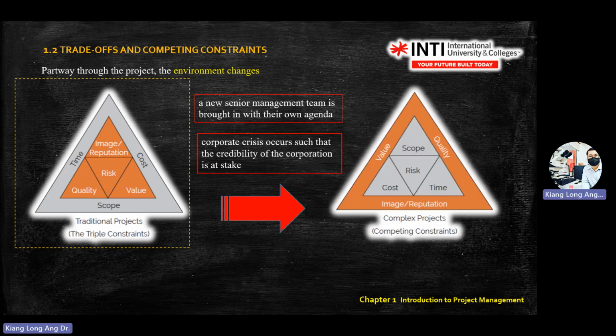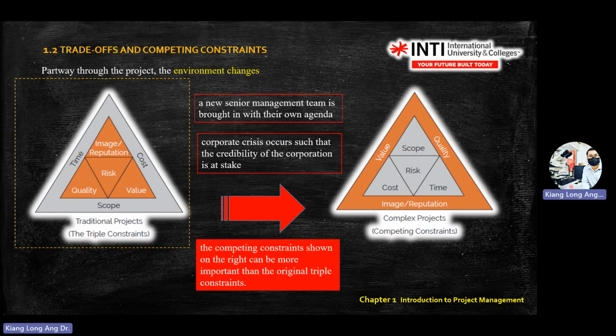Okay. So for example, if these two changes, management coming in and corporate crisis, then it can change from the left-hand side to the right-hand side triangular. Okay, so it can flip from the primary one, it can flip into outside. It means the value now becomes primary, image reputation becomes primary, quality becomes primary, but the traditional cost, time, and other things become secondary.